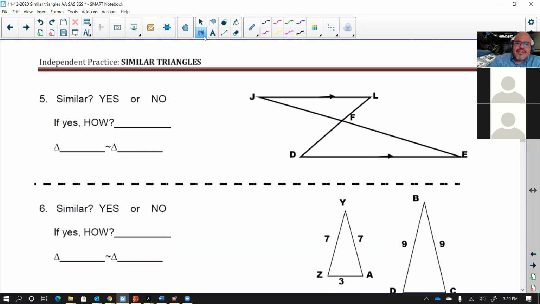Now, when they tell you that this is parallel and this is parallel, you know for sure that this angle and this angle are going to be congruent. The alternate interiors. Right. Never judge a triangle by its cover, not unless they tell you everything that there is about it.